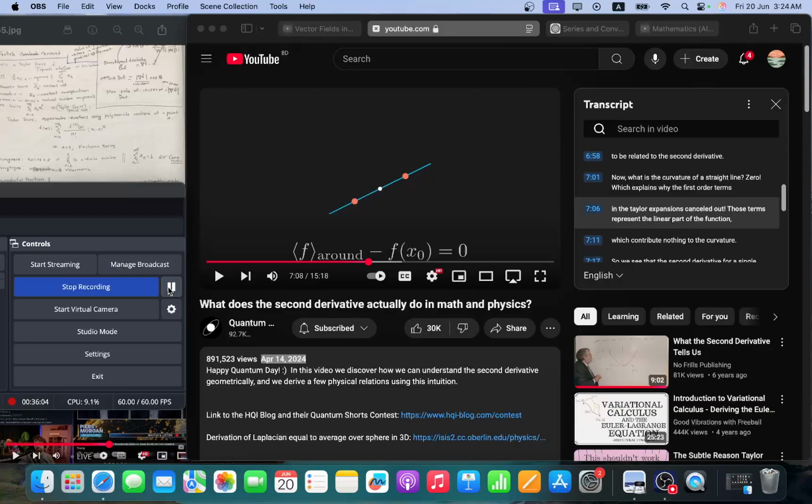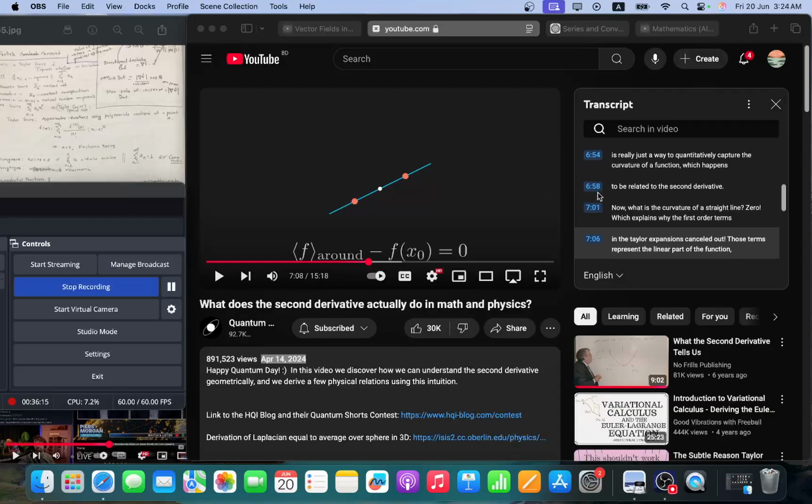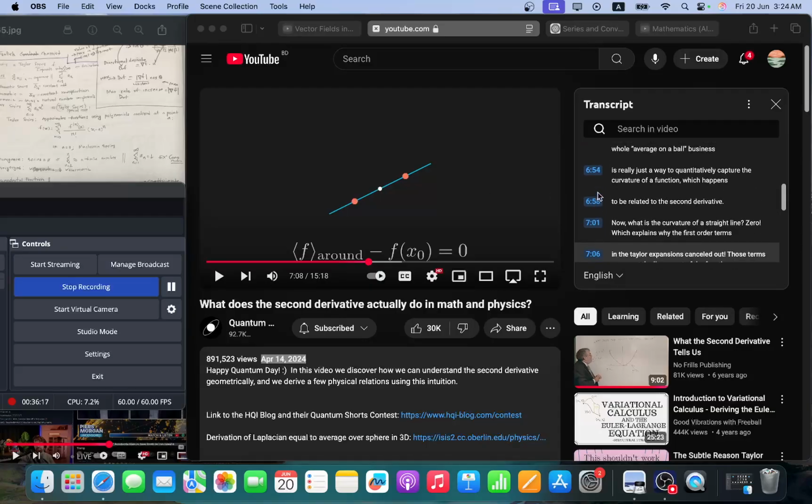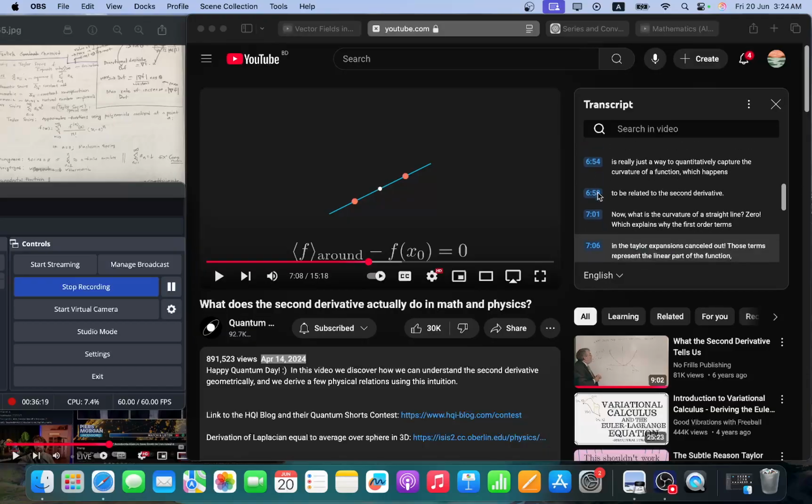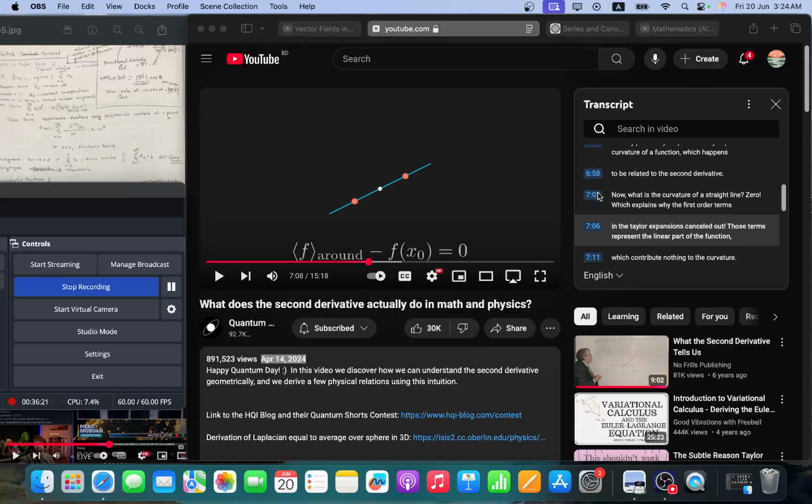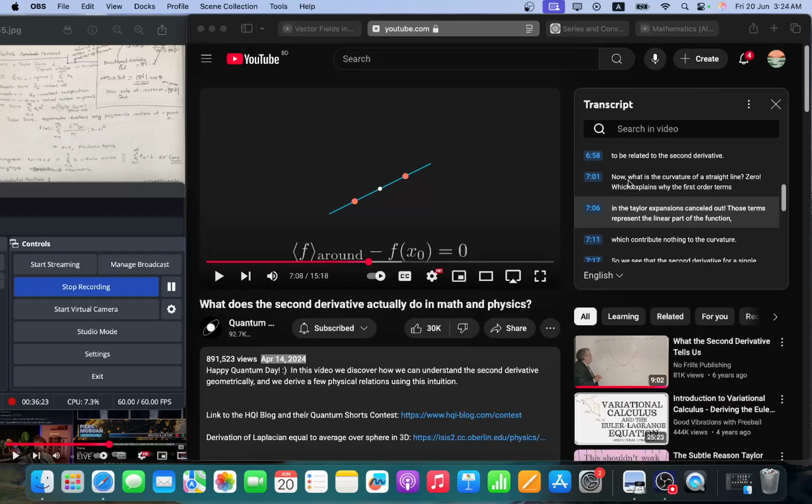Okay, we are going to see also what is the second derivative of a second derivative or something else? Yes, this one. What is the curvature of a straight line? Zero, which explains why the first order terms in the Taylor expansions cancel out.